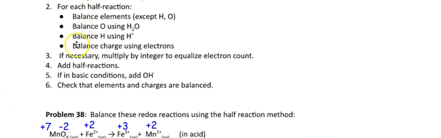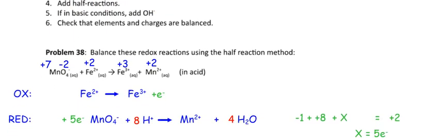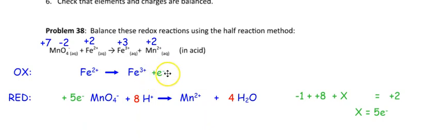Okay, I've done all of this for each half reaction. Now it says, if necessary, I'm at number 3, multiply the integer to equalize the electron count. So how many electrons are lost? 1. How many electrons are gained? 5. I cannot lose 1 and gain 5. I have to gain and lose the same number.